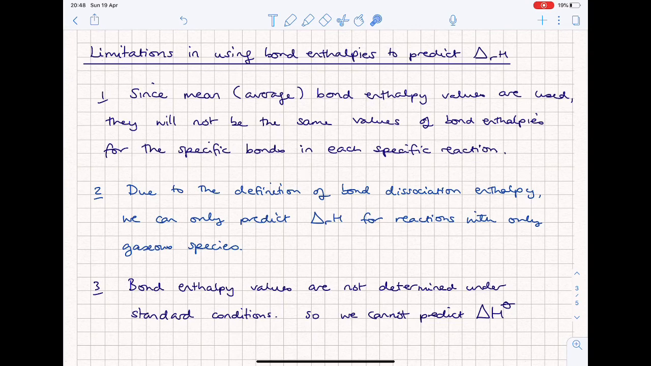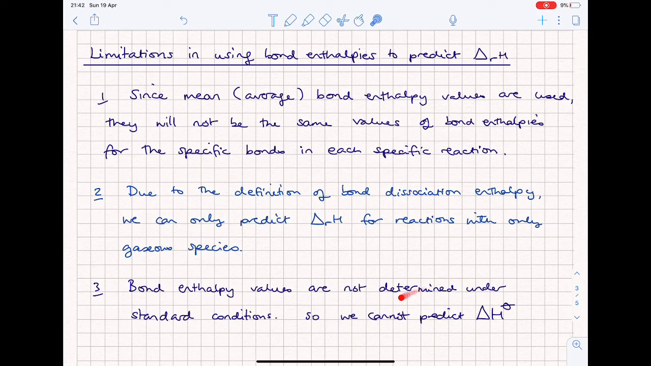So those bond enthalpy values are always for gaseous species, so therefore we may not be using standard conditions, and therefore using those bond enthalpy values we're not predicting enthalpy changes under standard conditions. So we can't use bond enthalpy values to predict the enthalpy changes under standard conditions. The value predicted will be very similar but won't be exactly for standard conditions.